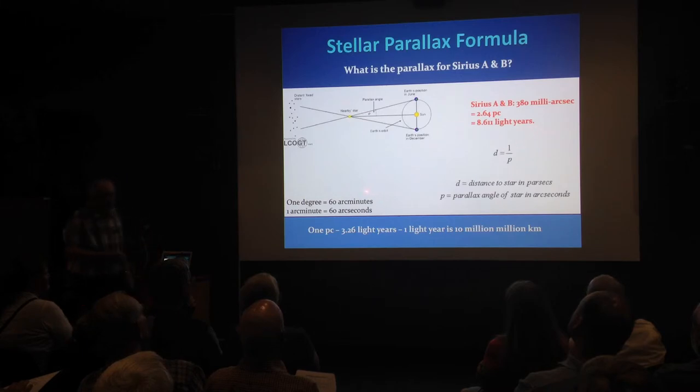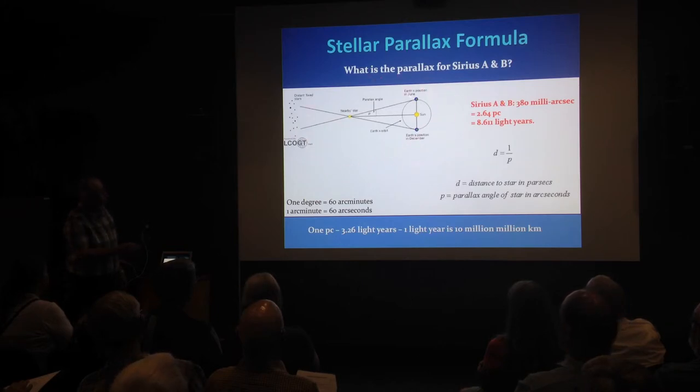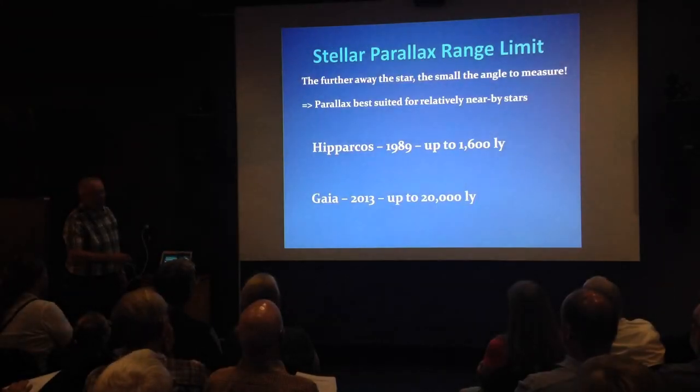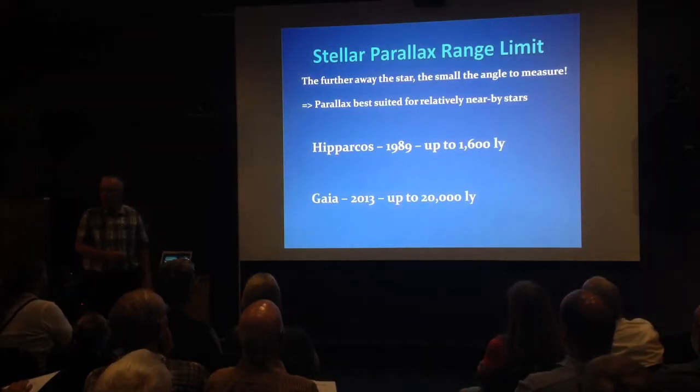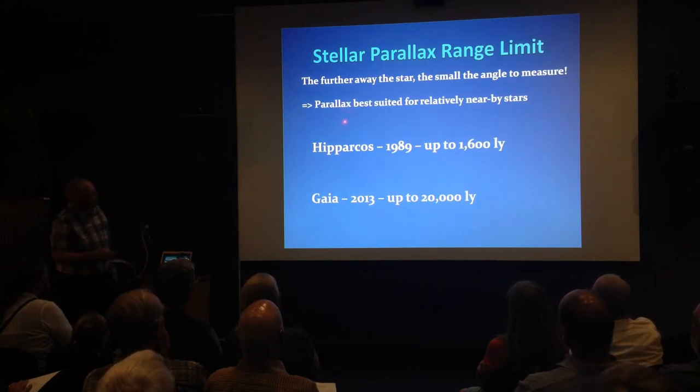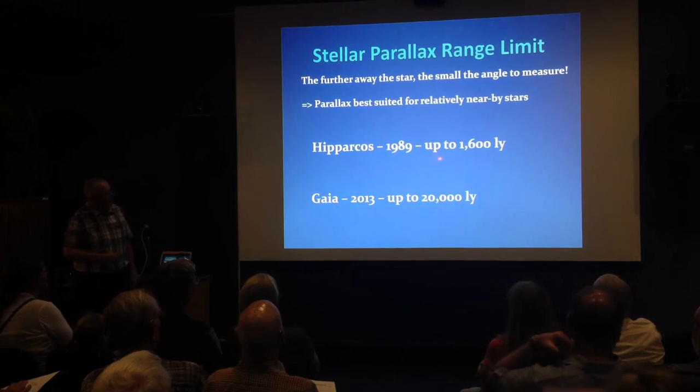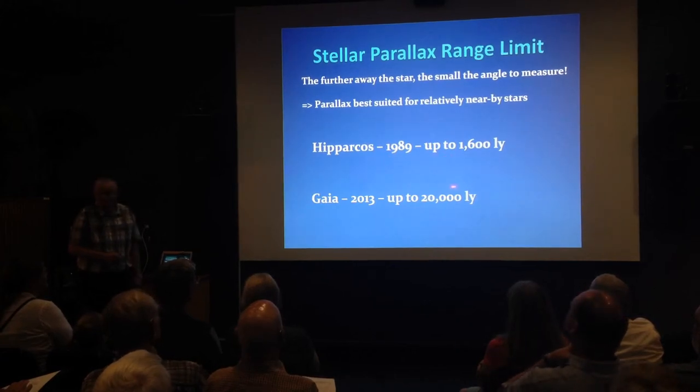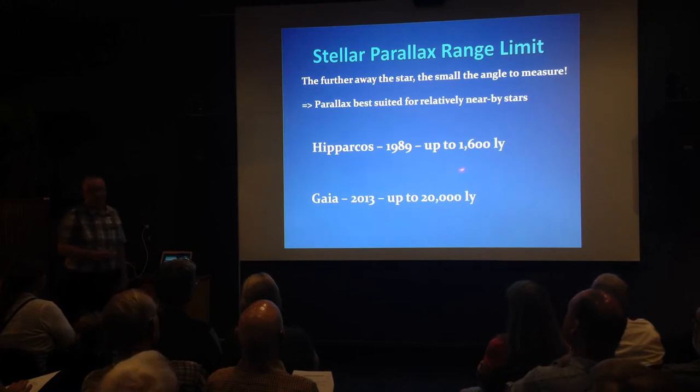So the next question you might have, so that's how they do it. It's a concept which you can illustrate at home. That's an example, it's a simple form that they use, and then you might say, how far does it work? It's only for relatively nearby stars. The Hipparcos satellite that was launched in 1989 measures up to 1600 light years, sort of accurately, which is about 1-2% of the length of the Milky Way.